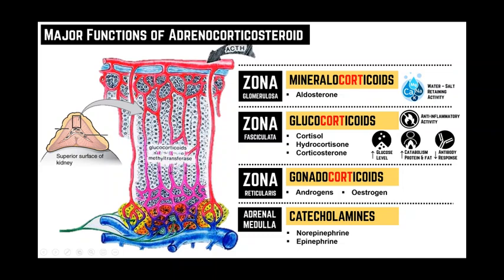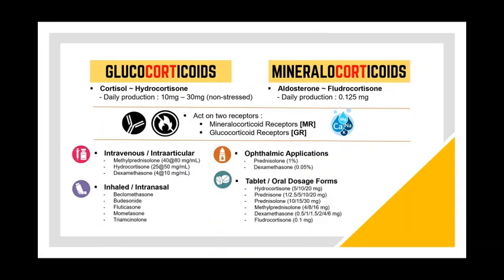The inner layer of the adrenal cortex, the zona reticularis, will produce androgens and estrogens. These two compounds are natural gonadocorticoids. Don't worry, this part will be covered by Dr. Zokapli. For my part, I will cover the glucocorticoids and mineralocorticoids only.